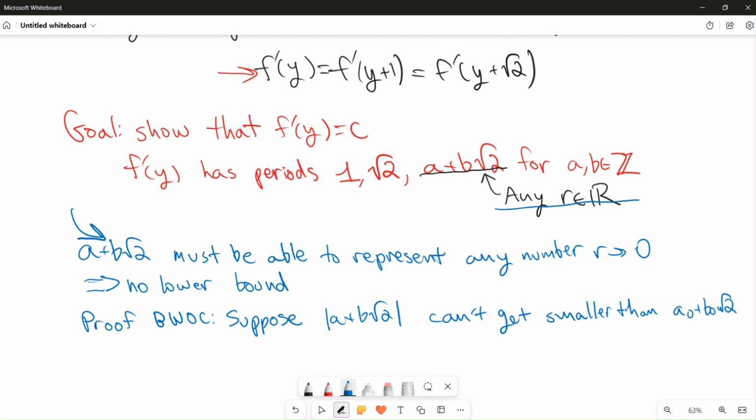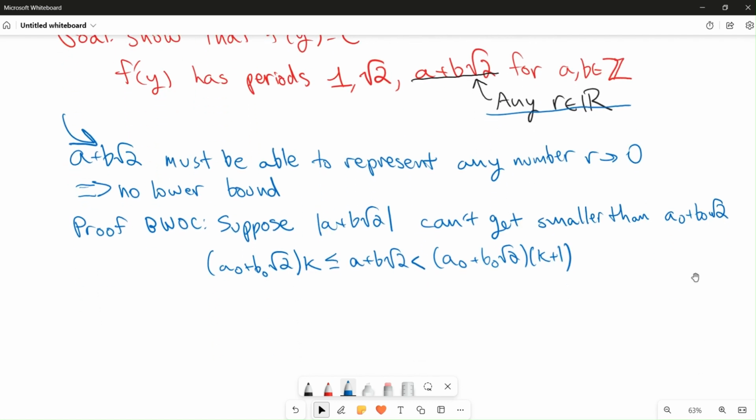And to get started with this argument, we observe that there must be a number a plus b root 2 between consecutive multiples of a naught plus b naught root 2. And here k is just some integer constant. So first of all, we will simplify this inequality a bit. We will subtract k times a naught plus b naught root 2 from both sides. So we get that 0 is less than or equal to a plus b root 2 minus k times a naught plus b naught root 2, which in turn is less than a naught plus b naught root 2. So we have this inequality right here.